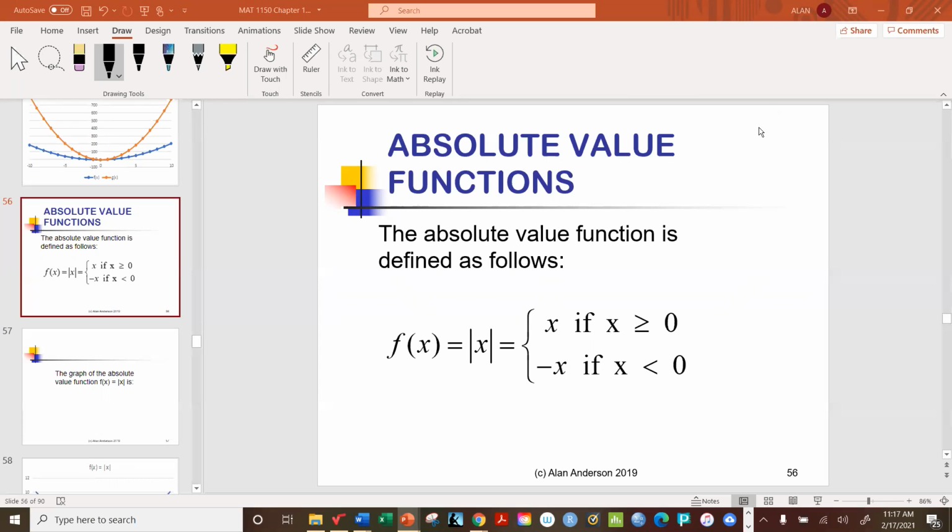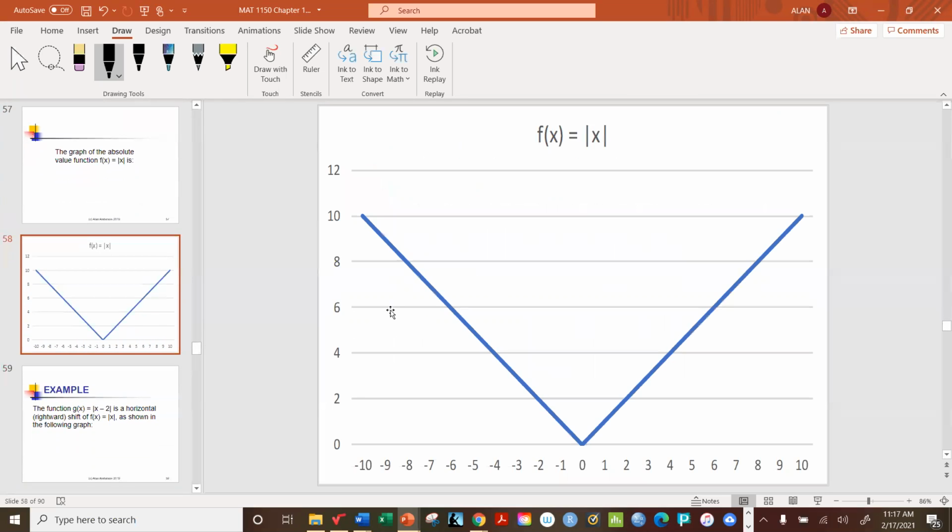All right, anyway, so let's just quickly look at absolute value functions. I think you've already seen this before. The graph is just like a nice big V.